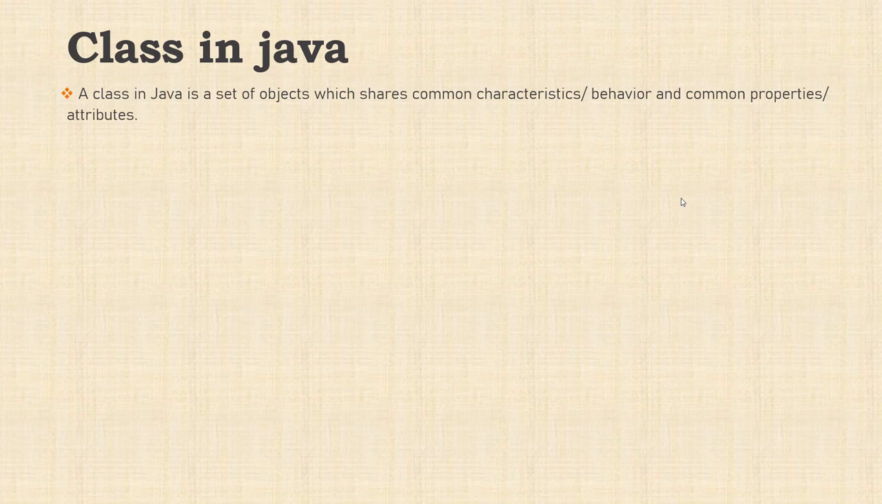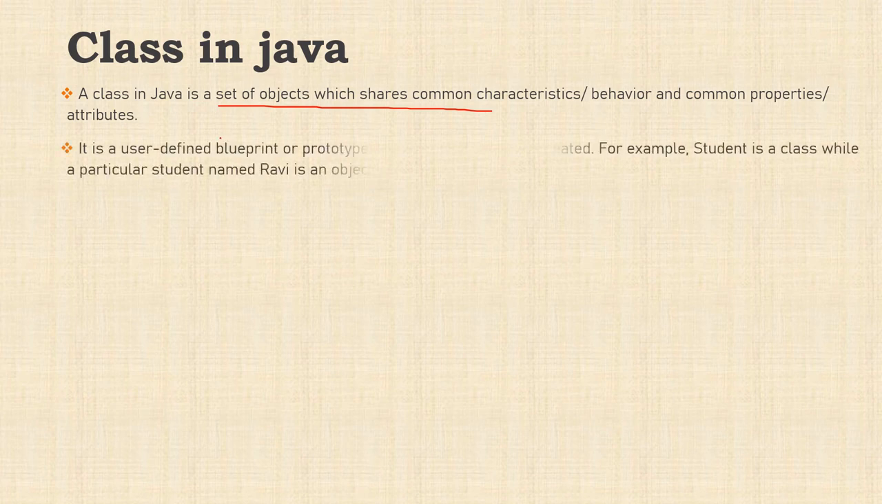So we are going to elaborate what a class is and how we can create a class in Java. A class in Java is a set of objects which share common characteristics, behavior, and common property attributes. So it's a set, a group of objects. It is a user-defined blueprint or prototype from which objects are created. So objects will be created from the class.